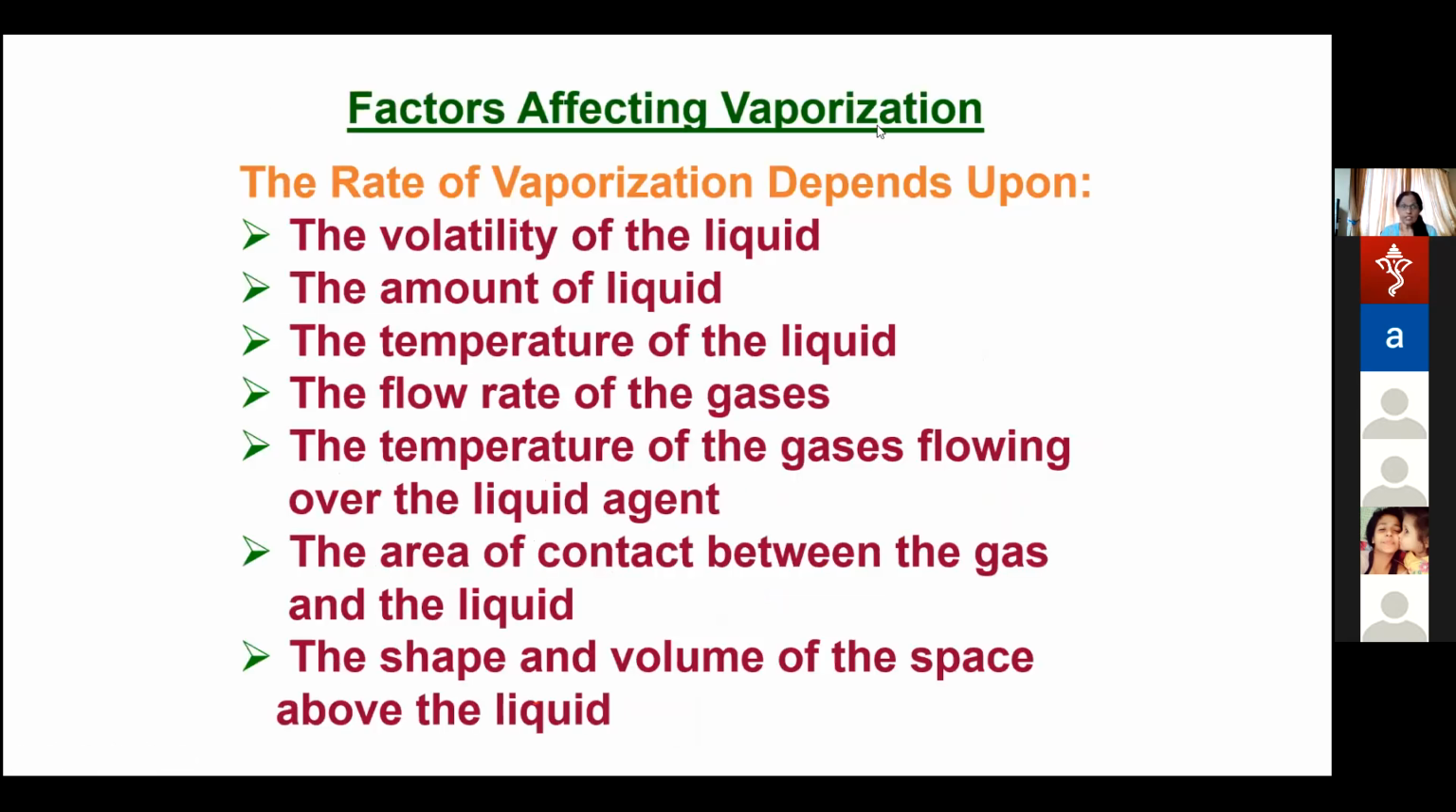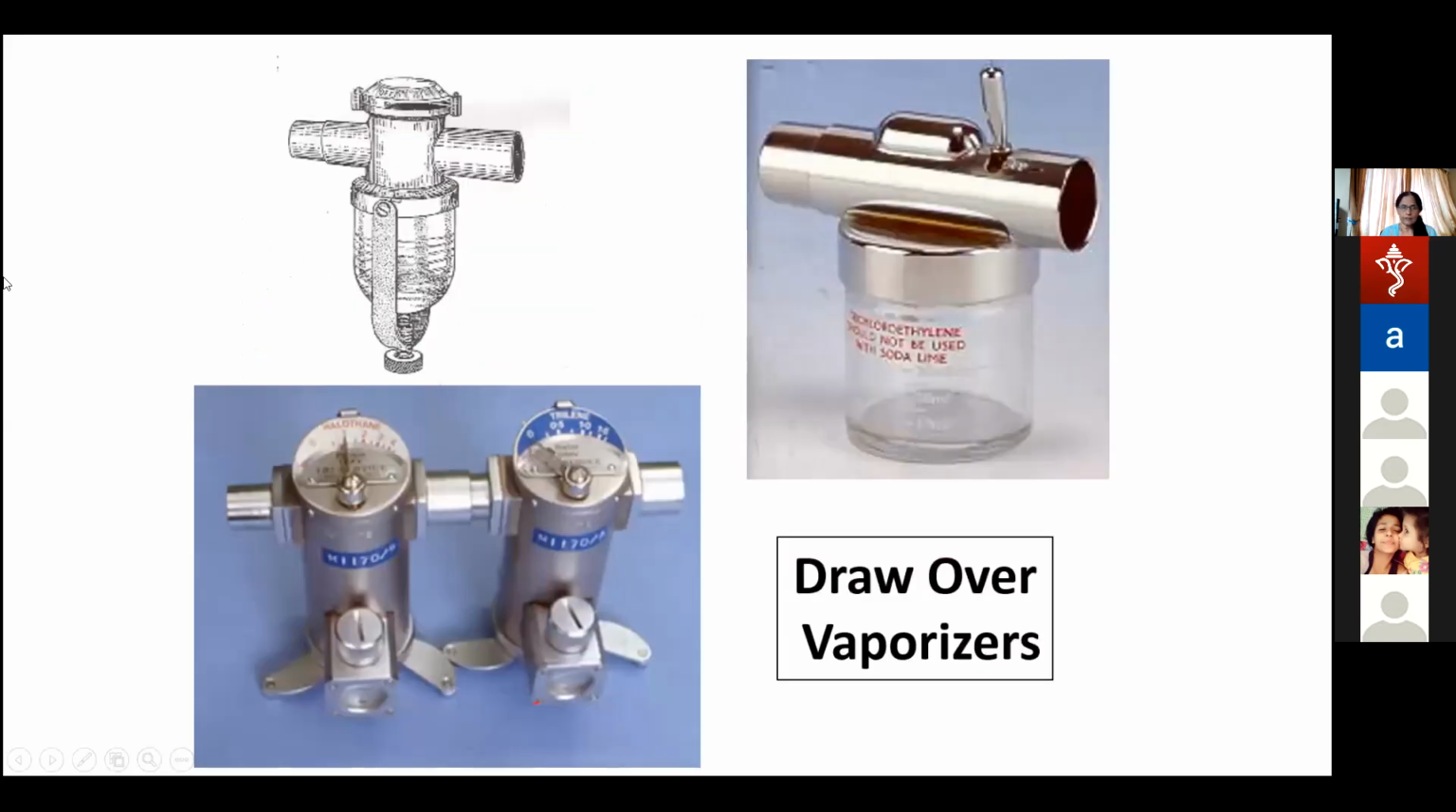Now, factors that affect vaporization: volatility of the liquid, amount of liquid, temperature of the liquid, flow rate of the gases, the temperature of the gases flowing over the liquid agent, the area of contact between gas and liquid, and the shape and volume of the space above the liquid. So these are the factors that affect the rate of vaporization in a vaporizer.